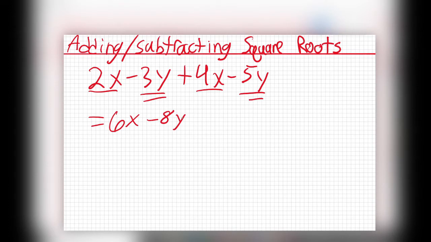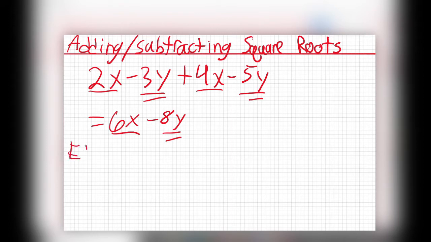Here, we're not allowed to go any further because we have an x and a y, and those are different terms because they have different variables. The same applies to adding and subtracting square roots. If we have the same square root, then we're allowed to combine them together. If you have different ones, we cannot combine them. So let's take a look at some examples of that.